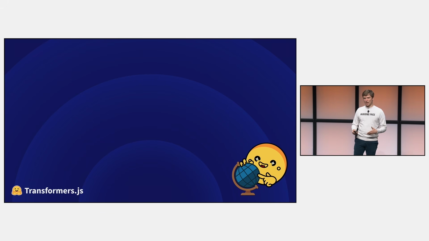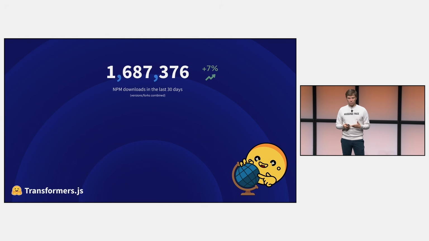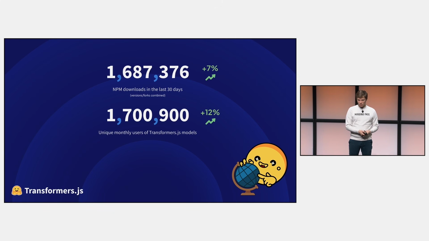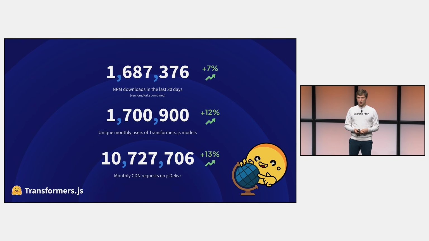So let's talk about usage and how Transformers.js has grown over time. Starting off with NPM downloads, in just the last month, we hit around 1.68 million NPM downloads. This is up 7% from the month before. Unique monthly users of Transformers.js models is also around 1.7 million, up 12% from the previous month. And then CDN requests, for those who don't want to NPM install and run in various build tools, you can access it directly with the CDN link. And this is at nearly 11 million requests, which is up 13% from last month.